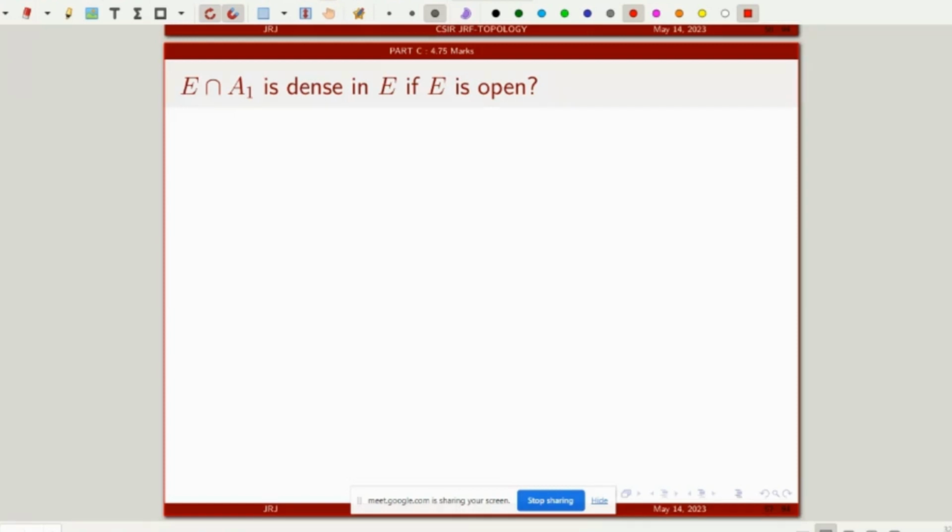So we have to prove that E intersection A1 is dense in E. If we start with an open set E and an element X in E, we should be able to produce an element from E intersection A1 in whatever neighborhood of X. So let X belong to E, and I am taking an open neighborhood U of X. Then E intersection U, will it be open? Yes, ma'am. So this will be an open subset.